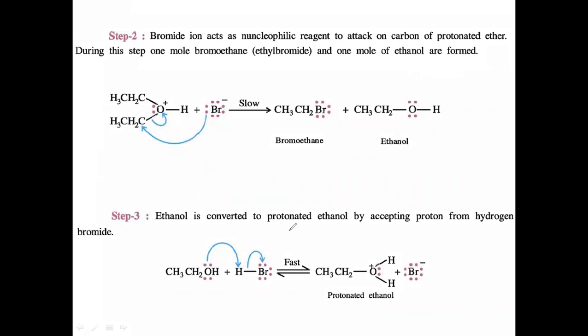Ethanol is converted to protonated ethanol by accepting a proton from the hydrogen bromide. That is CH3CH2OH. It reacts with the hydrogen bromide fast. It gives CH3CH2 and OH, and H is added over here. So it's a protonated ethanol, and bromine is removed. The hydrogen is added over here and bromine is removed over here. So in this form, the ethanol is converted to protonated ethanol by accepting the proton from the hydrogen bromide.